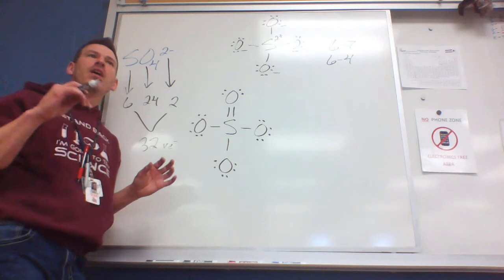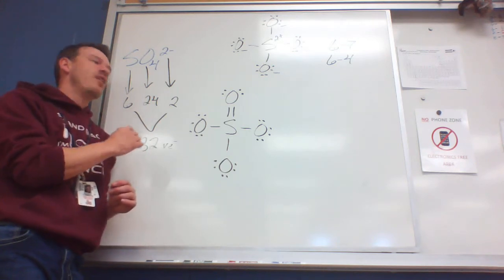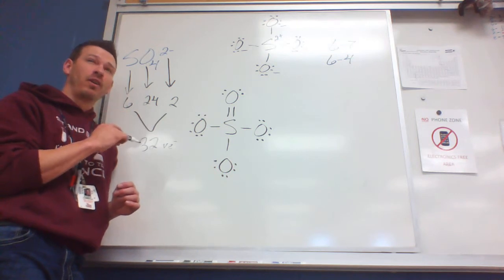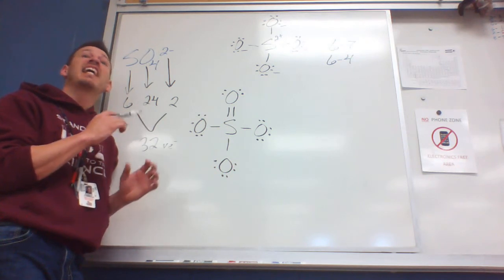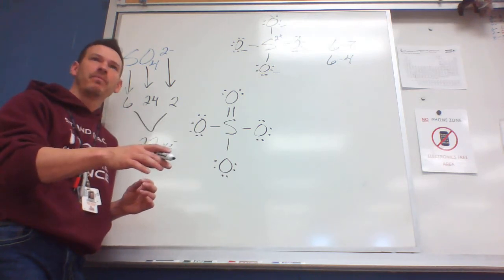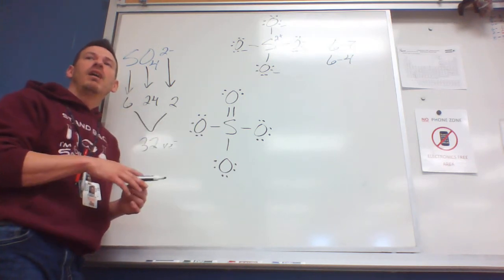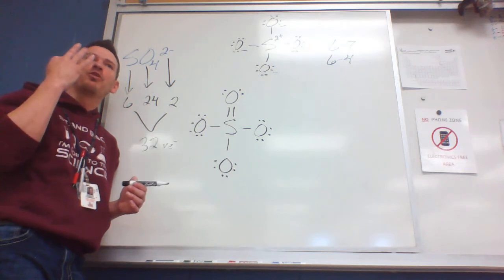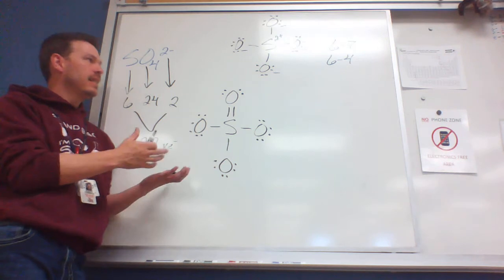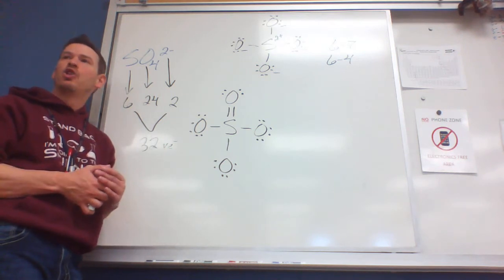There is still 32 drawn. There is still a happy octet on all the oxygens. What happened to sulfur? Sulfur got an extra one. He expanded his octet. Is sulfur allowed to do that? Yes, he is. He is in energy level 3 or higher, so he's allowed to do it. This is another way to draw sulfate.